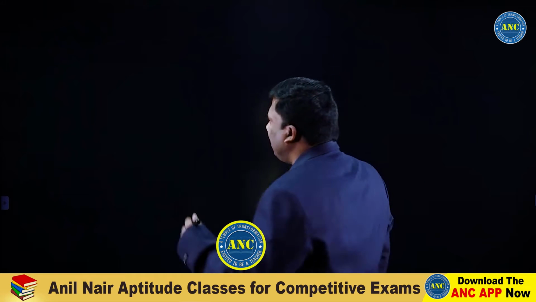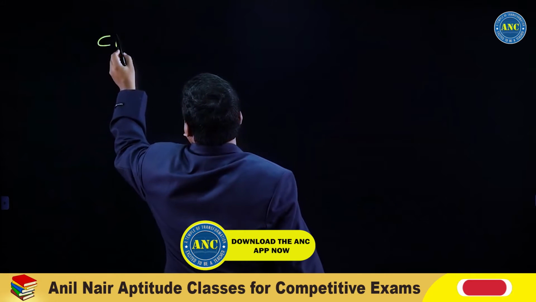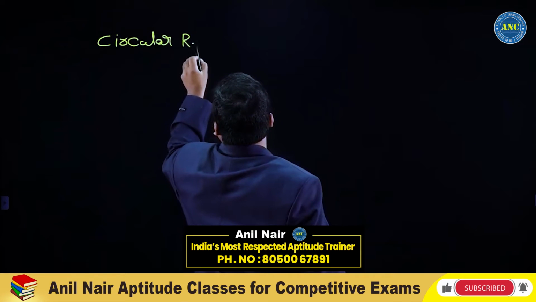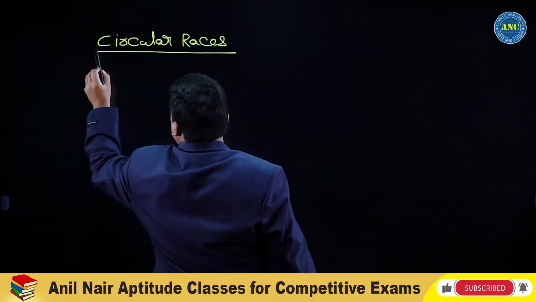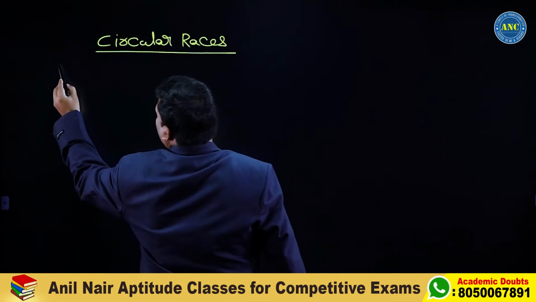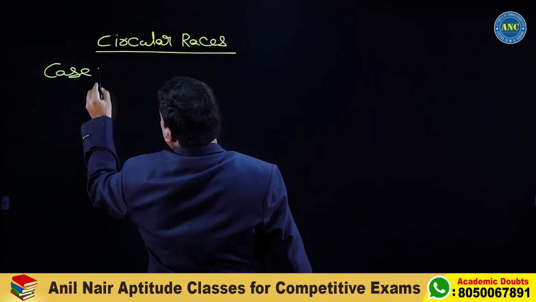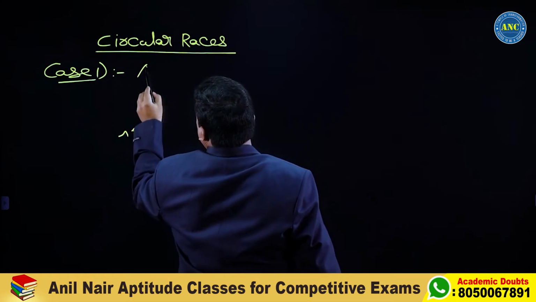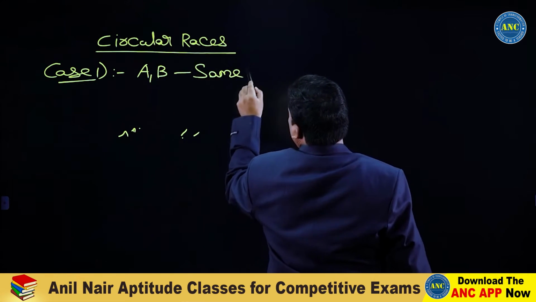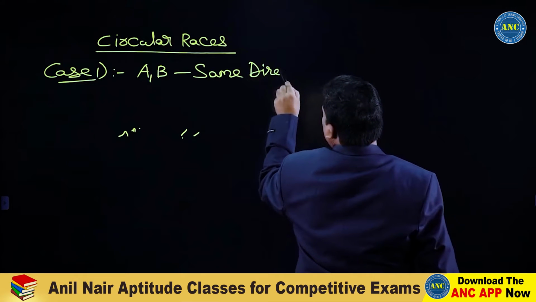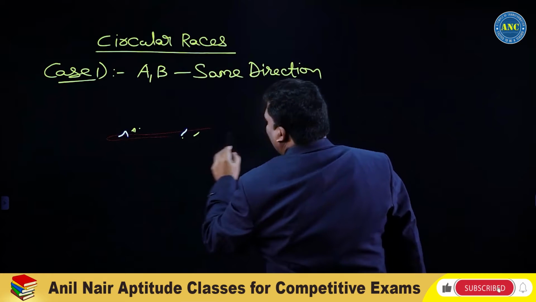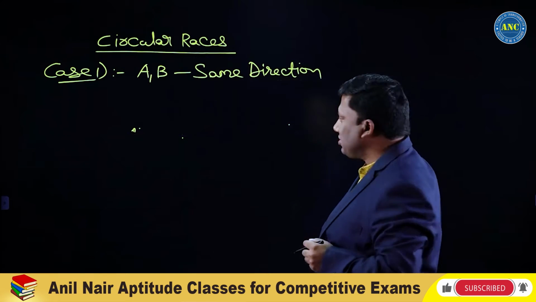Now see here, in circular tracks or circular races, the following concepts are very, very important. One by one we will discuss. Case 1: A and B must be moving in the same direction. This is the first point.